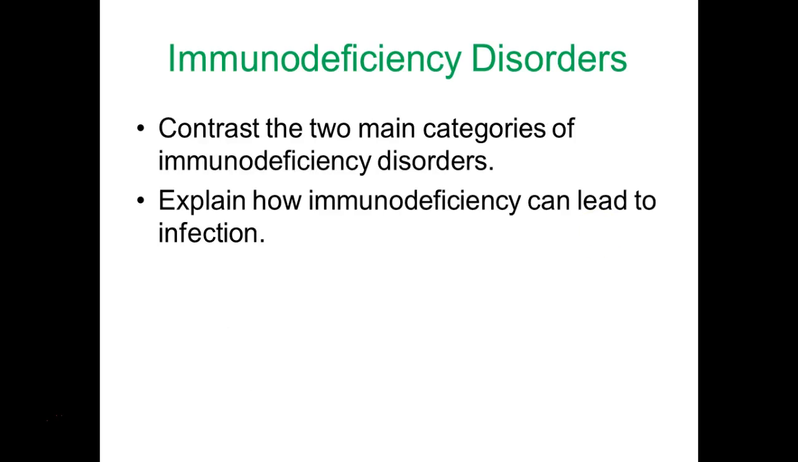And this brings us to our very last topic of immunodeficiency. So there's two main categories of immunodeficiency. There is primary, where it's genetically inherited, or acquired, right? Or what we call secondary.